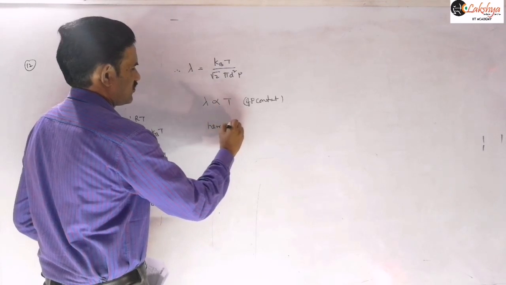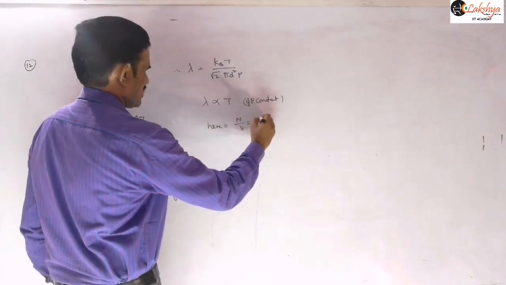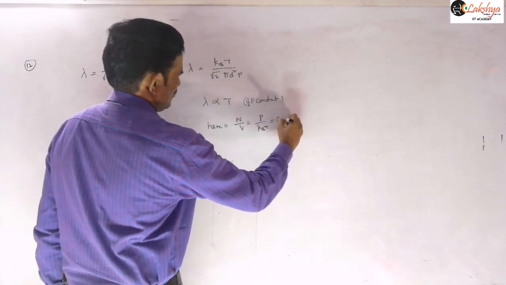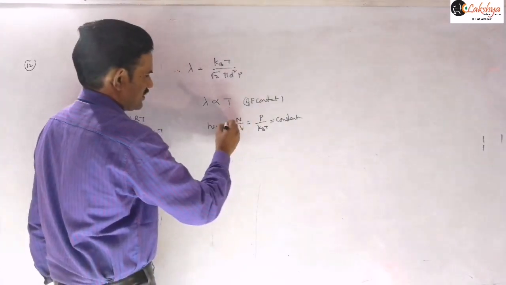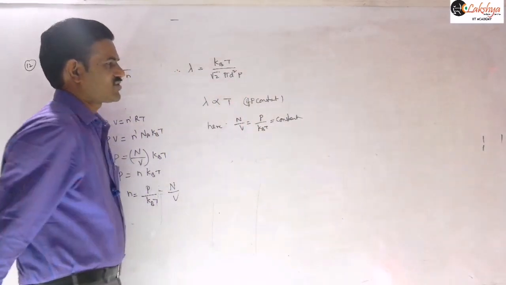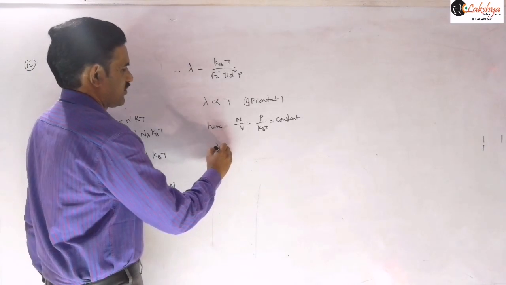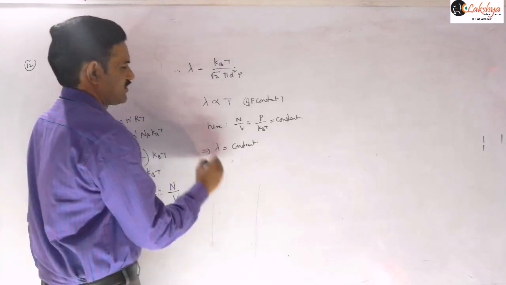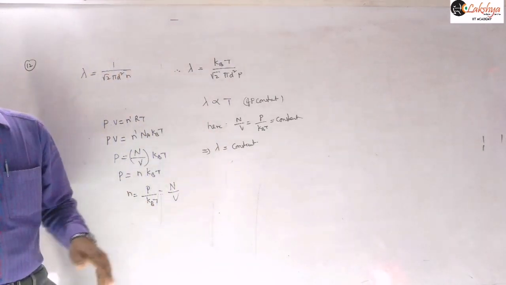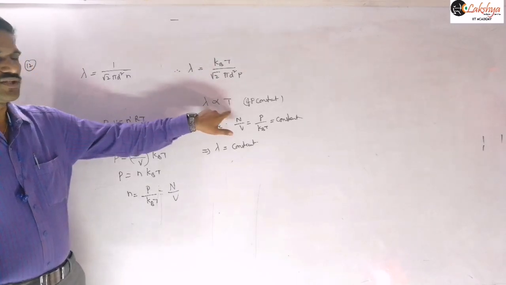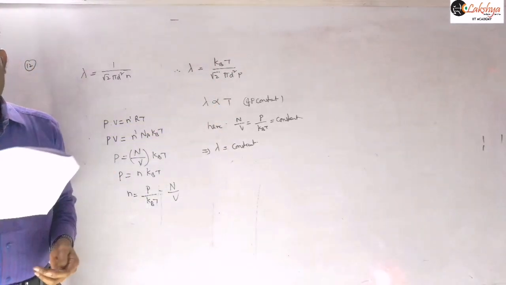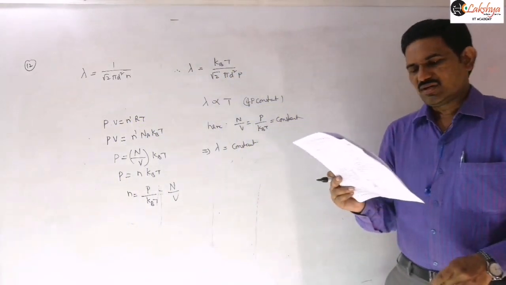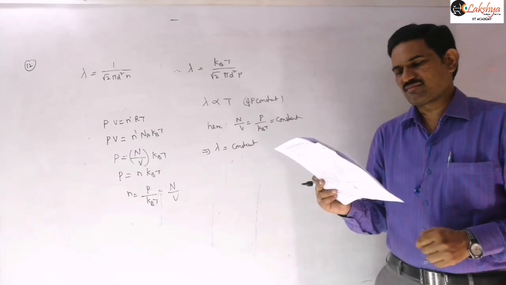Therefore n by V, which is equal to P by Kb into T, will remain constant. Is it clear? Under the given condition, this lambda value is also constant with increase in temperature. So generally students will select this option, that with increase in temperature the mean free path value also will increase, right? But here it will remain constant because of this reason.